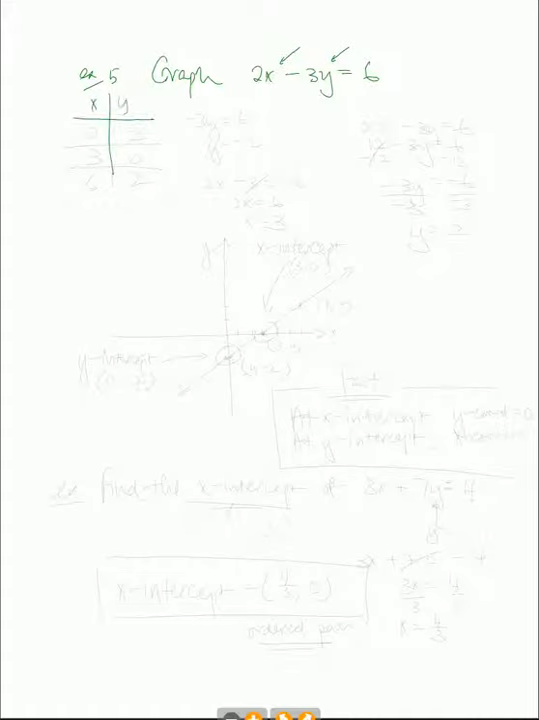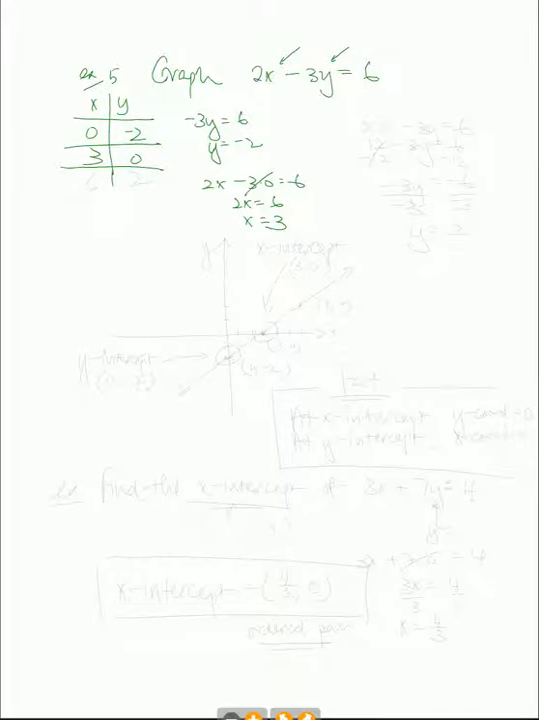So I'm going to draw myself a little table. I'm going to pick x to be 0. So negative 3y is 6, which tells me y is negative 2. Then I get to pick again. So maybe I like to pick y to be 0. And so 2x minus 3 times 0 equals 6. 3 times 0 is 0, and so 2x is 6, which tells me x is 3. So (3, 0) is the other point.